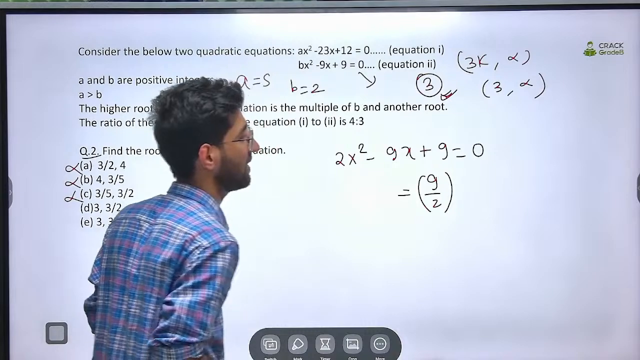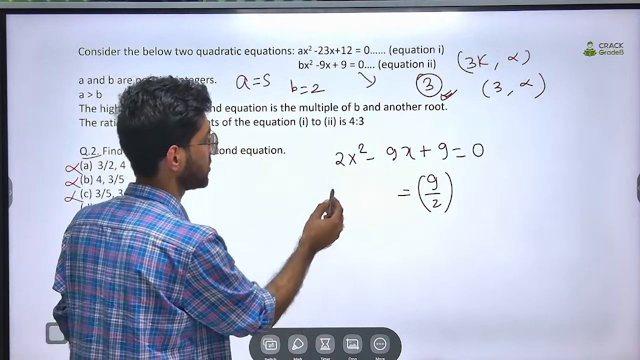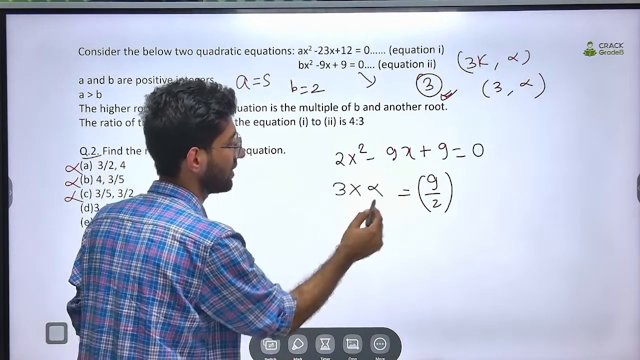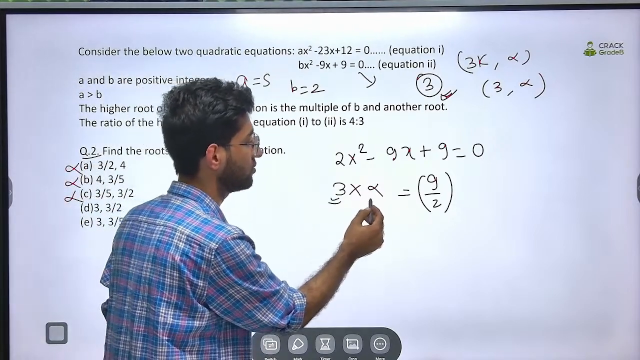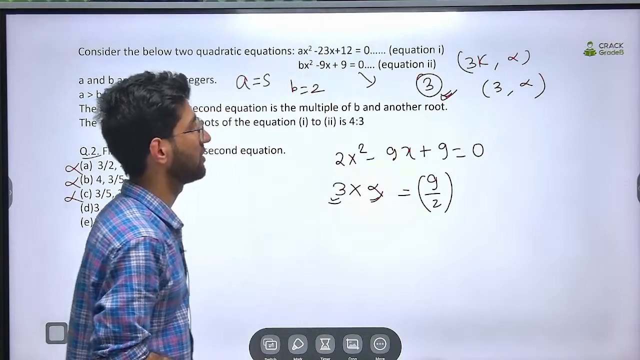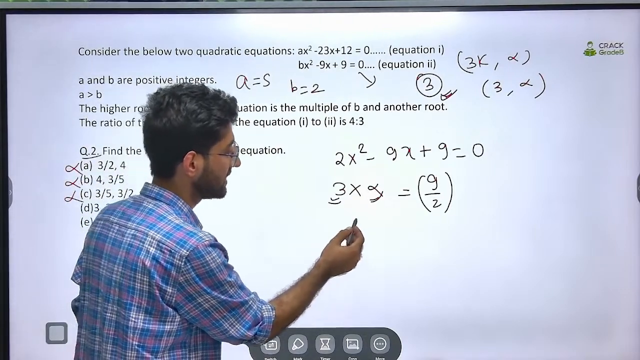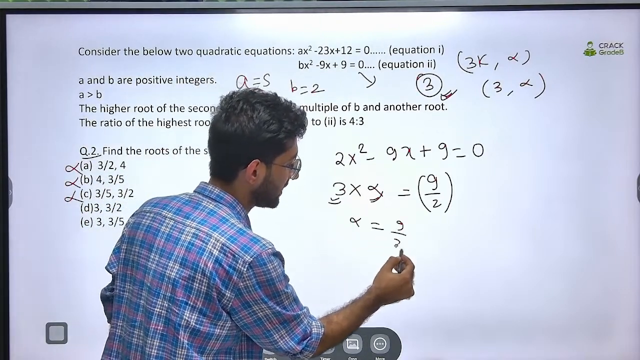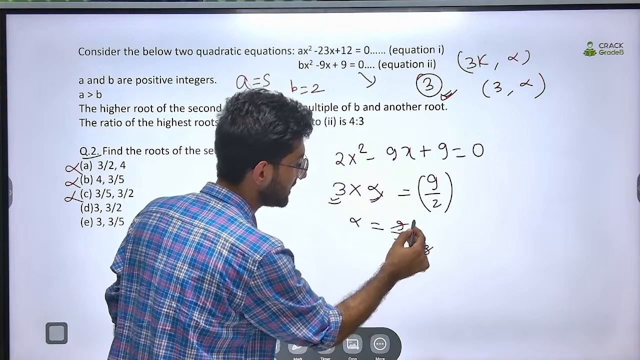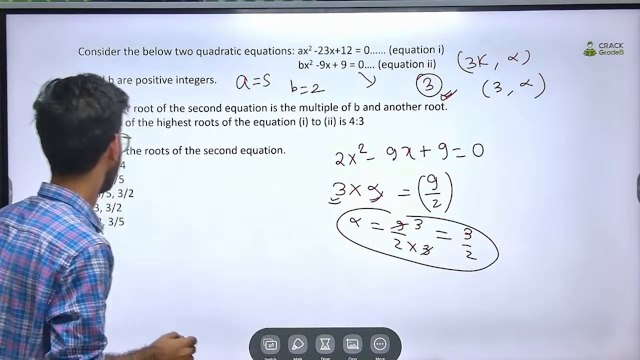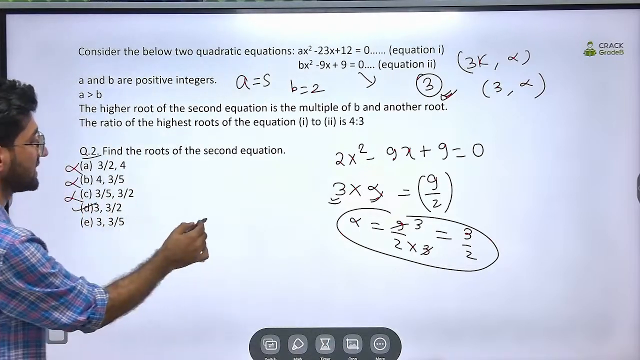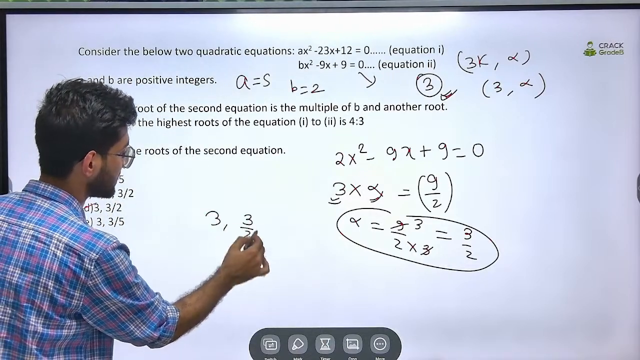So 3 and alpha are the roots of equation 2. So can we write 3 into alpha equal to 9 by 2? Yeah, we can write, 3 is one of the roots, alpha is another root of equation 2. So we can say alpha equal to 9 by 2 into 3. So 3 into 3, that is equal to 3 by 2. So the value of alpha is equal to 3 by 2, means 3 and 3 by 2 are the roots of the second equation.